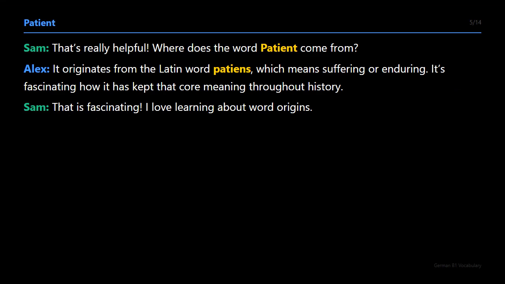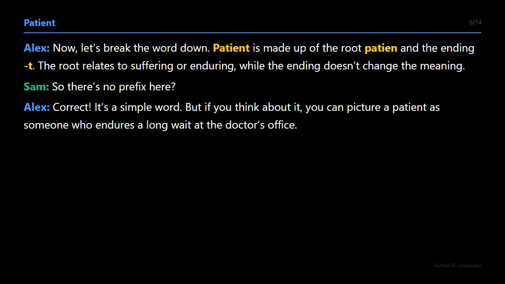Now, let's break the word down. Patient is made up of the root Patient and the ending. The root relates to suffering or enduring, while the ending doesn't change the meaning. So there's no prefix here. Correct. It's a simple word. But if you think about it, you can picture a patient as someone who endures a long wait at the doctor's office. That's a good way to remember it.